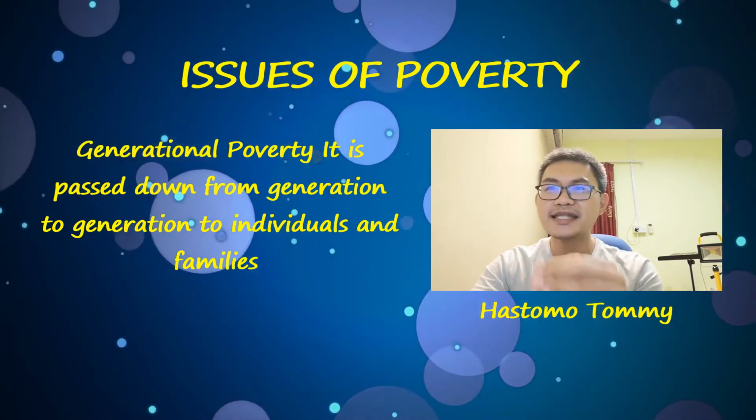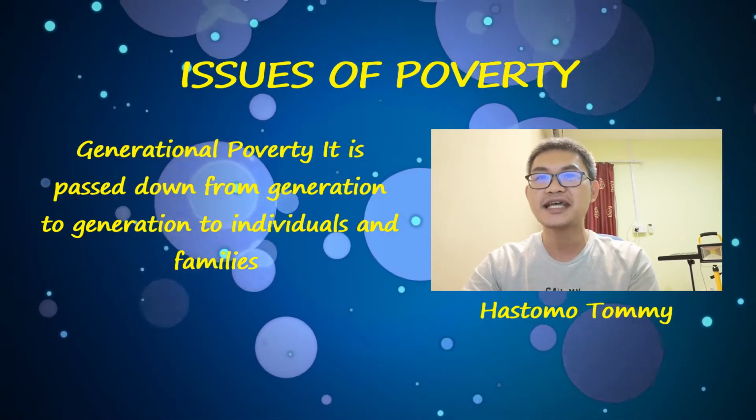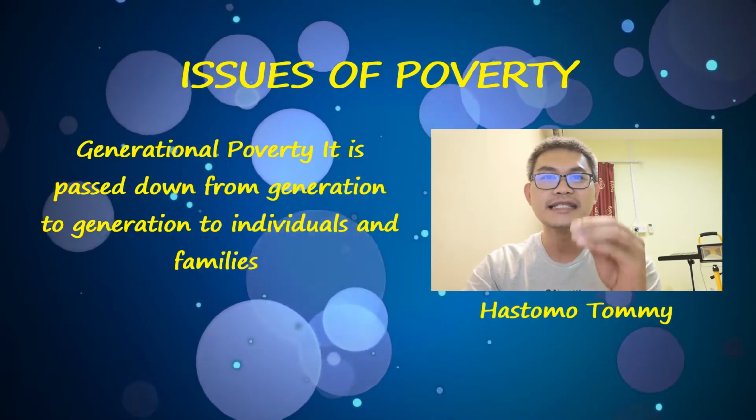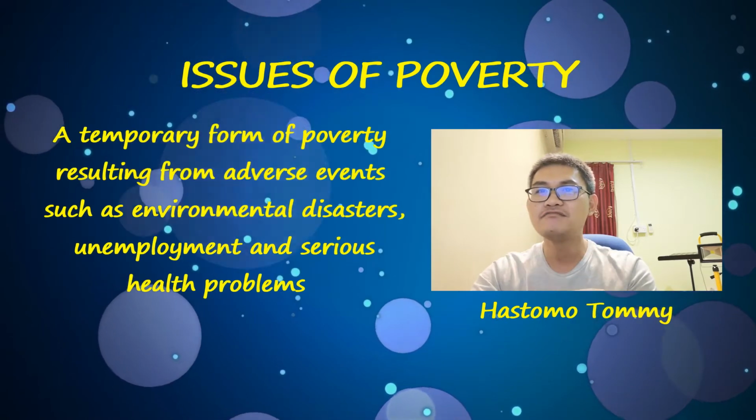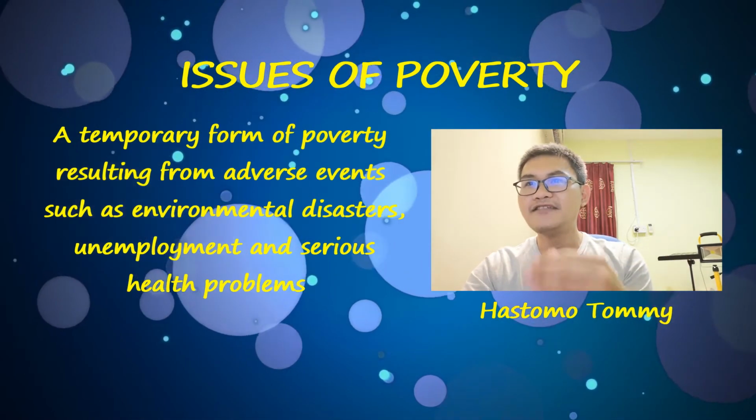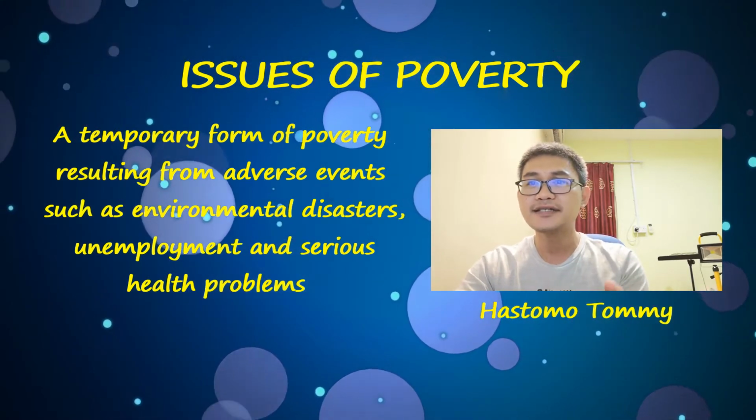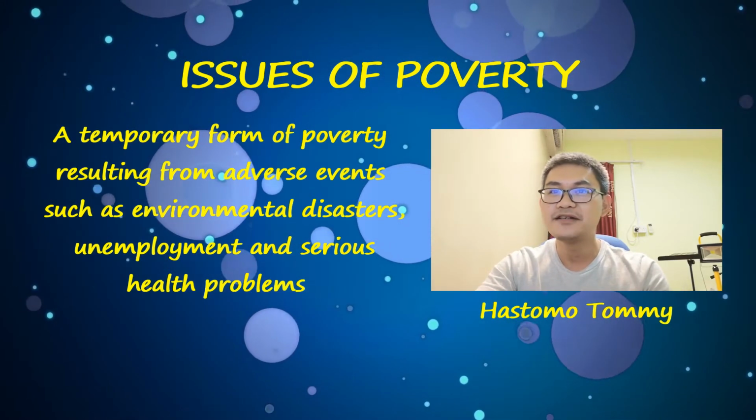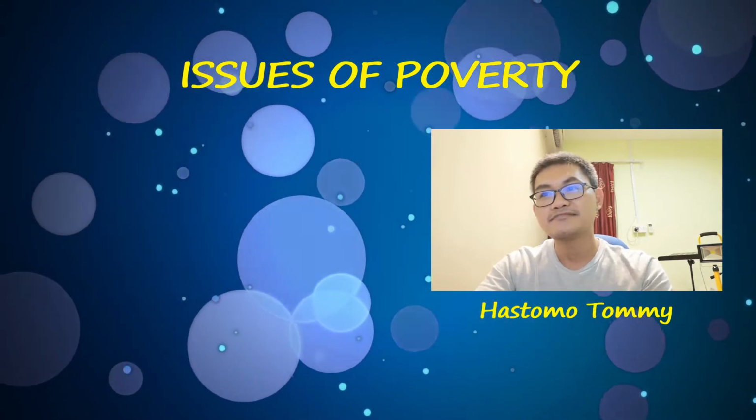This is more complicated because there is no way out, because people are trapped in the cause and don't have access to the tools they need to get out of it. Situational poverty is a temporary form of poverty resulting from adverse events such as environmental disasters, unemployment, and serious health problems. People can help themselves even with a little help because unfortunate events create this poverty.